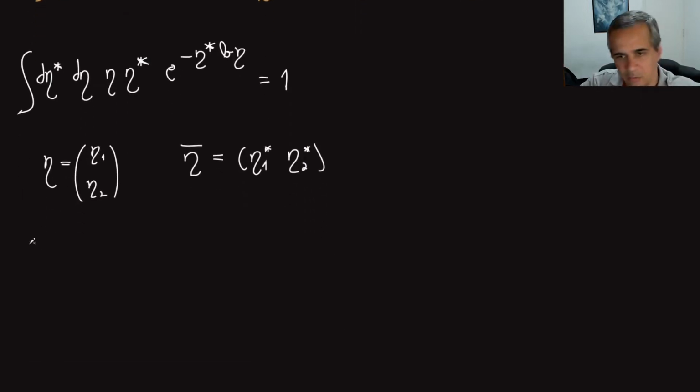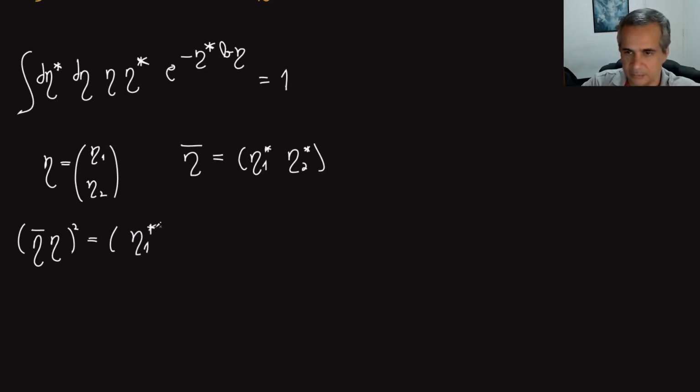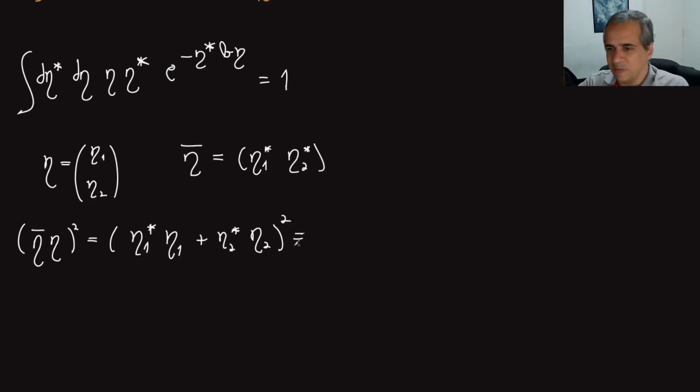And we can actually calculate eta bar eta square, right? This is eta 1 star eta 1, I'm just making that product, right? Plus eta 2 star eta 2 square, right? And you can see that for Grassman numbers, those products are easier because this first term square is 0, the second term square is 0. All I have is the cross terms, which are 2, right?